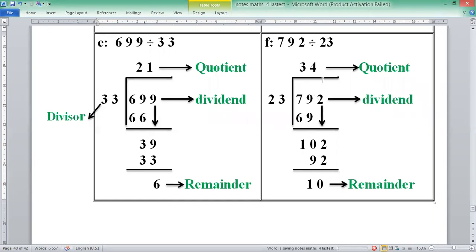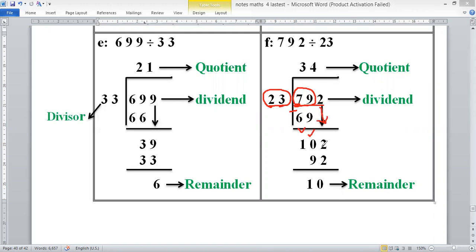So the next one is 792 divided by 23. So first we take 79 as usual and divide by 23. 23 threes are 69. So subtract 69 from 79. 9 minus 9, 0. 7 minus 6, 1. We get 10. Then we shift 2 here, and after that we will multiply 23 by 4.